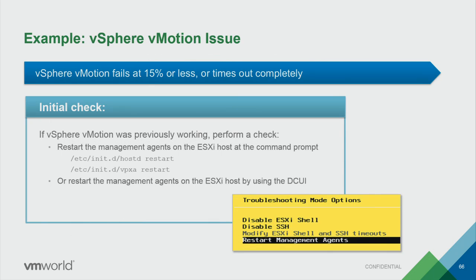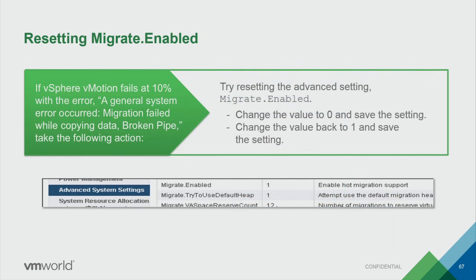And an issue with vMotion, if vMotion is giving us problems, we may have a case where a reboot ultimately might resolve the problem, but we might be able to take a little bit less drastic step of restarting the management agents, which we can do either through the command line interface or the DCUI menu. And one of the things that is kind of equivalent to rebooting, but it's just rebooting vMotion, if you will, is to disable and re-enable the Migrate.Enabled value in our VMkernel variables. This actually unloads the vMotion migration module, and then restarts it.